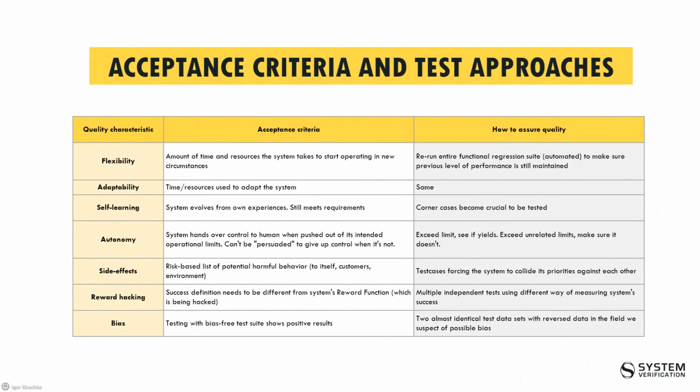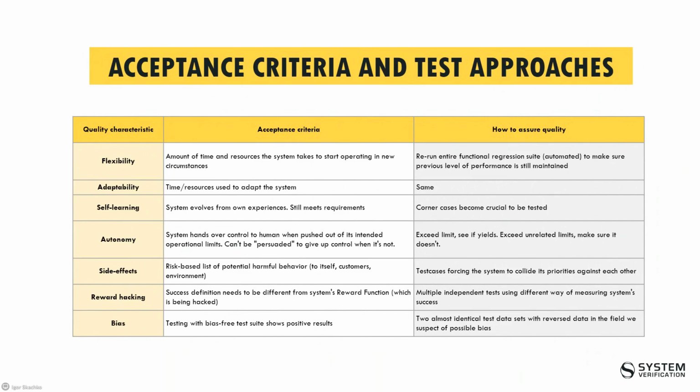Adaptability, again, it's about people who change the system. So again, time and resources used to adapt. And the same functional regression suite could also cover that and reveal some defects there.